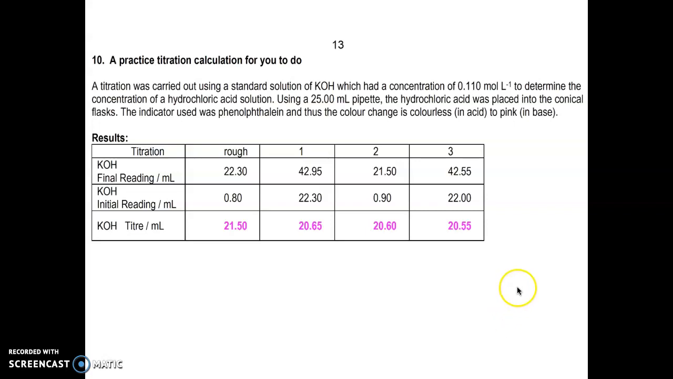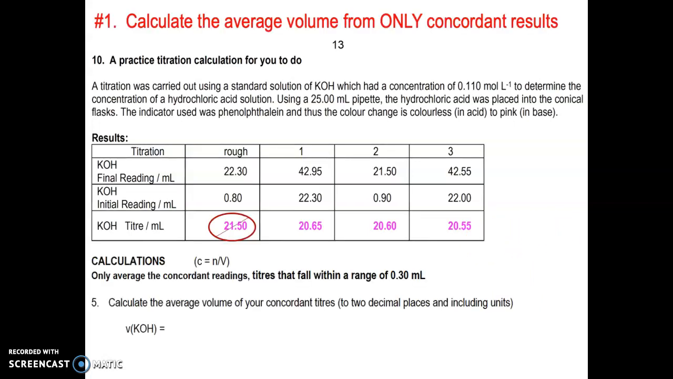Moving to the next step, we need to now find the average titer. You are going to be instructed each along the way. So excuse the numbering, because it would normally be number 1, but we'll go with the sequential numbers. They actually match up with your worksheet. So here you can see it instructs you to only average the concordant readings, and those are the titers that fall within a range of 0.3 mLs of each other.